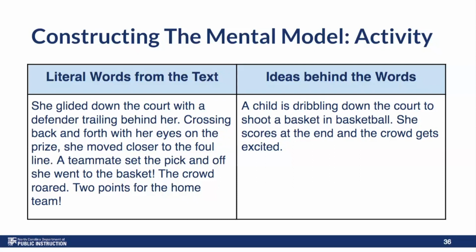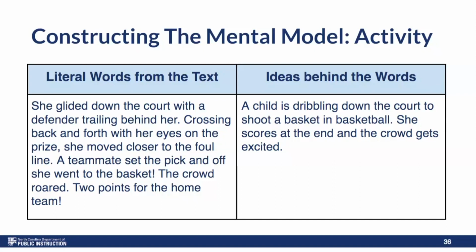So in that mental model, I started with "glided," which means she's moving smoothly. So if I'm the teacher, I'm talking my students through this. I'm helping them create this mental model. "She glided down the court with a defender trailing behind her." So I'm thinking, okay, glided, she's moving smoothly. Court, well, what kind of court? Is it basketball, tennis, volleyball? All of those have different courts.